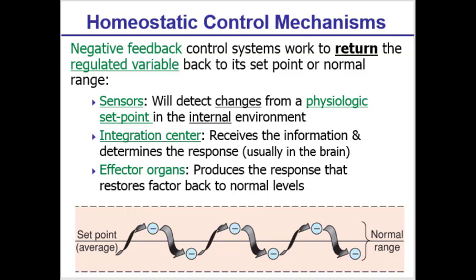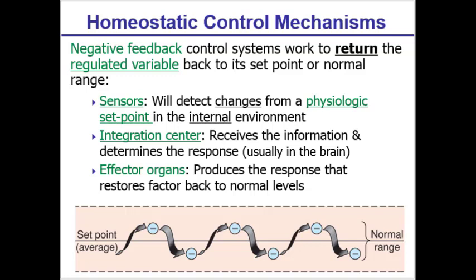So the regulated variable in this case is temperature, and it's going to be controlled by returning it back to 37 degrees Celsius. And there's three parts that need to be discussed for control. We have to have a sensor. So we have to sense these changes. Are we too hot? Are we too cold? So any deviation from physiological set point that alters our internal environment, we have to have a sensor.